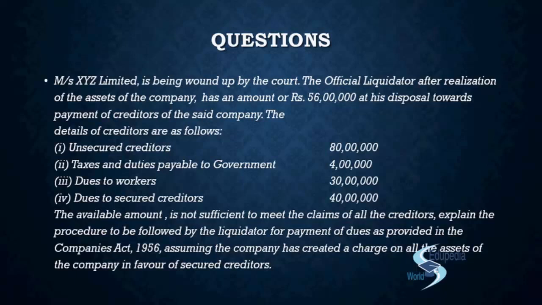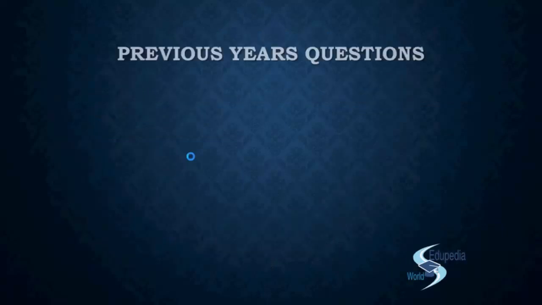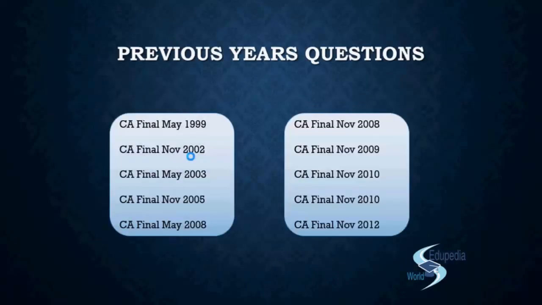With this we have come to the end of this section, end of this discussion about the order of payment. But before leaving this class, I would like to show you something. How many times have these questions been asked in your examination? CA Final May 1999, November 2002, May 2003, November 2005, May 2008, November 2008, November 2009, November 2010, November 2010 again, and November 2012. November 2010, two questions, two times, same questions. No, it is not the same question. One was again the same pattern of calculation. Every time you have to make the same calculation, only the figures change every time.